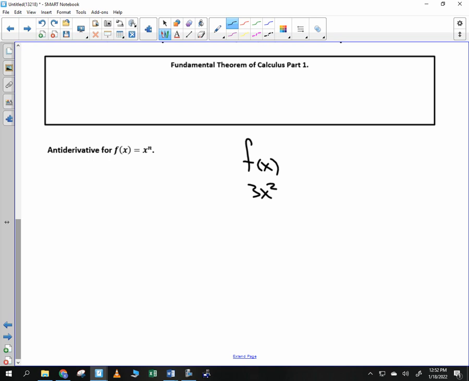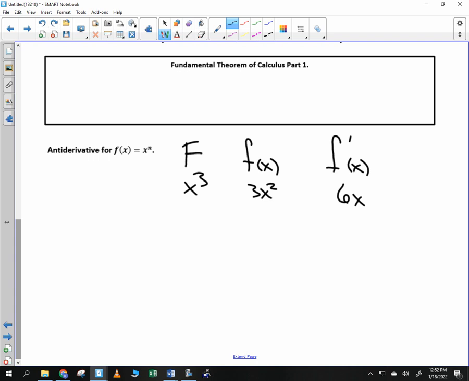f of x is 3x squared. Somebody tell me, what's the derivative? 6x. We all on the same page there? So now I'm going to ask you the antiderivative. We're going to write it as big F. What is it that you take the derivative of to get 3x squared? x cubed. That's the antiderivative.